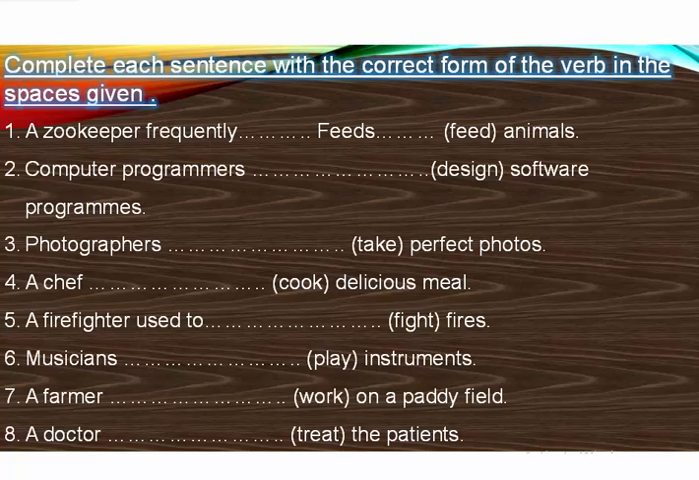Hope you clearly understand. Now let us do some activity. Complete each sentence with a correct form of the verb in the space given. There is one example given here. I will give you 2 minutes. Please write down this activity in your notebook and write the correct answer. I will give you 2 minutes of time.